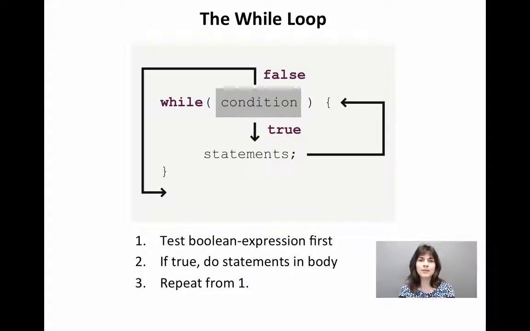In a step-by-step form, what is happening? The execution starts by testing the Boolean expression first. If it is true, then the statements that are in the while loop are executed. And finally, we repeat from step 1. So again, we test the Boolean expression. If it is true, we execute the same statements again.